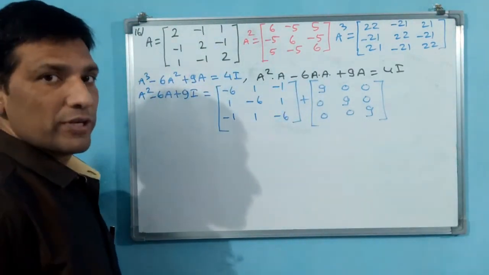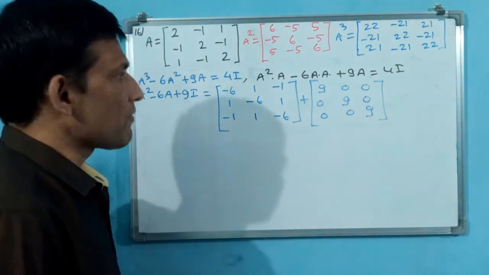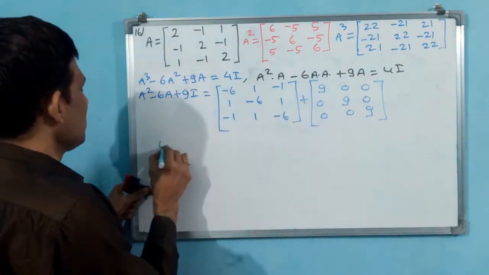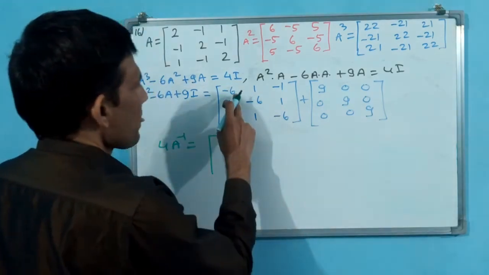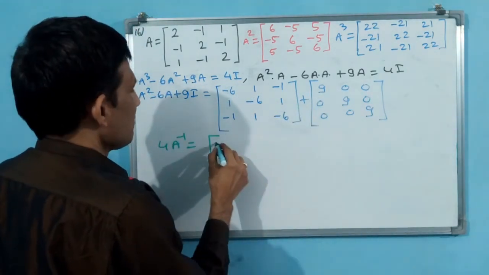For A inverse is going to come. 4A inverse. Again for A inverse, 1 by 4 you have to make. Okay, let me make this one. 4A inverse is equal to, okay, you see, minus 6 plus 9, 3.